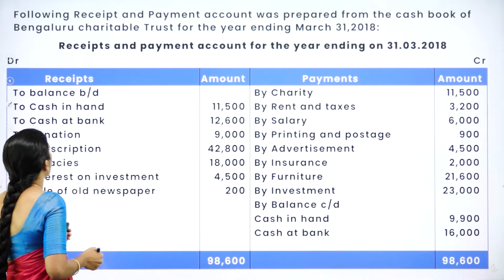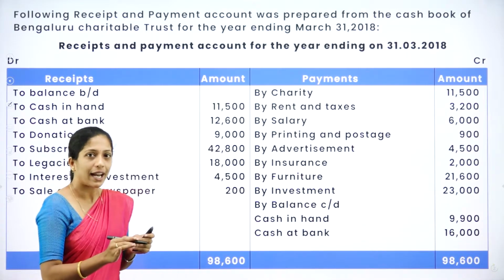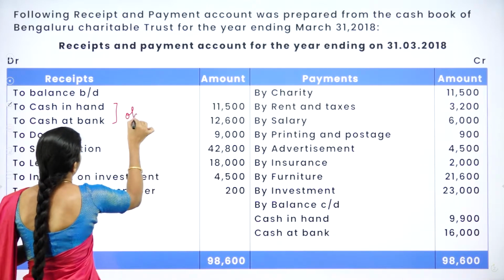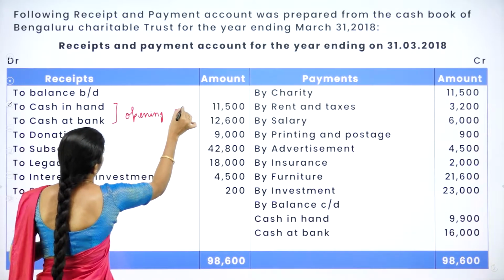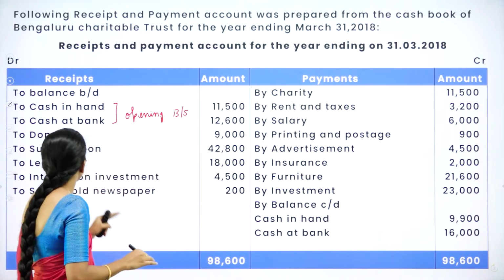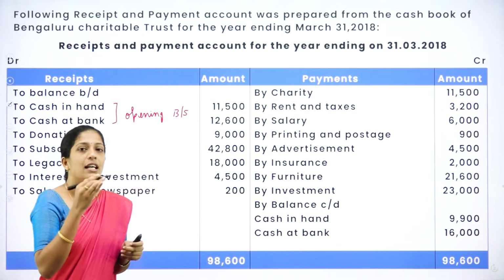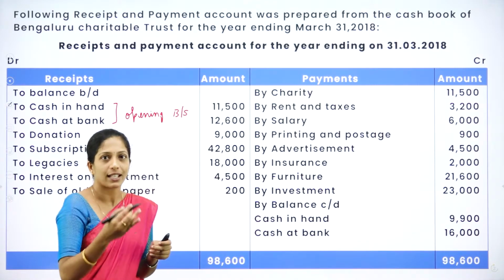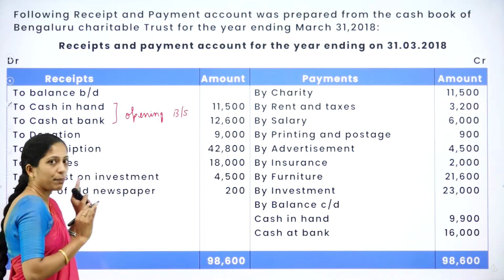So the balance brought down, that is nothing but opening cash in hand and opening cash at bank, comes under the opening balance sheet of the firm, on the asset side. Next, donation. We don't know what kind of donation, whether it is a specific donation or a general donation. We shall see the adjustment and segregate whether it is a revenue item or capital item. For now, let it be blank.